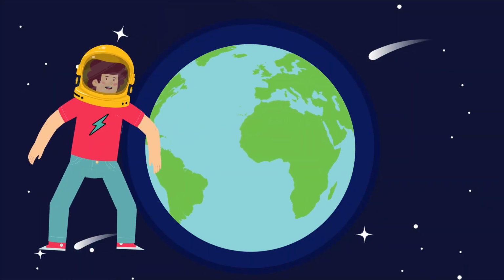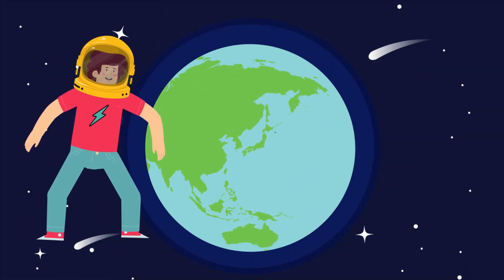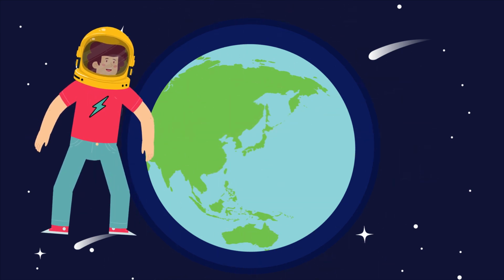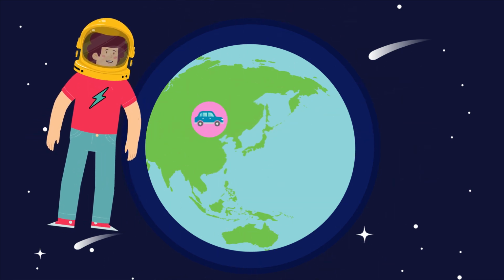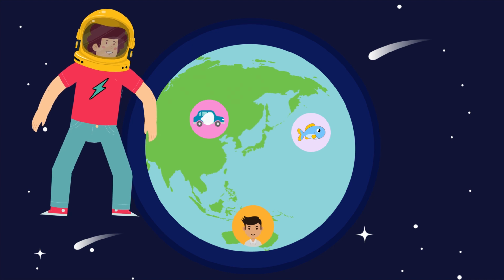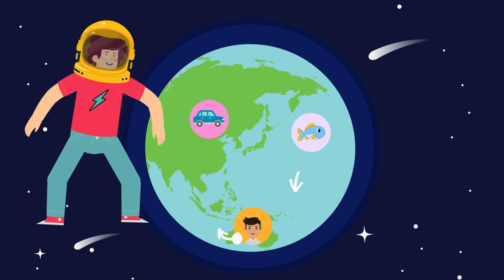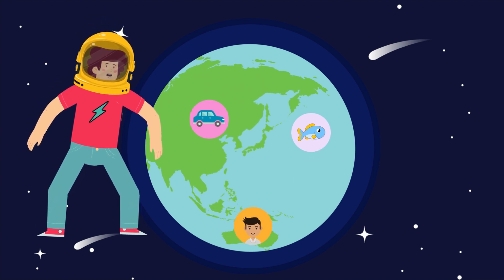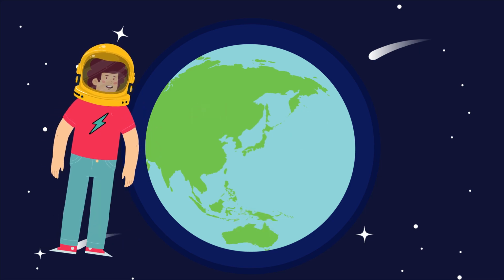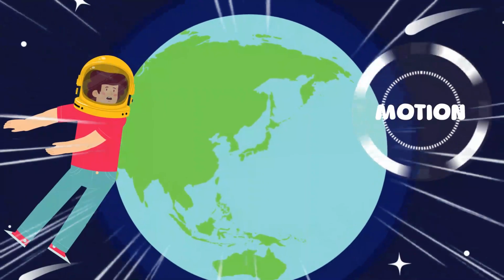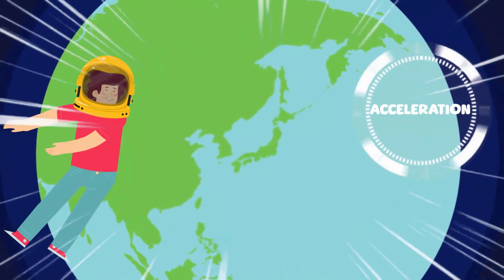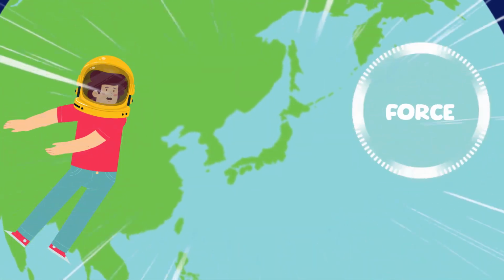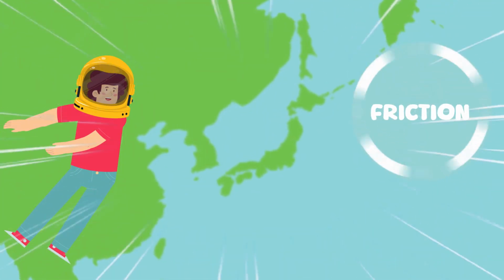Hey there, have you ever imagined what would happen if the Earth suddenly stopped rotating? Can you imagine cars, people, and animals all being propelled thousands of miles per hour sideways due to the sudden stopping of motion? In this educational video, we will dive into the world of motion, speed, velocity, acceleration, and explore how they're related to force, gravity, and friction.